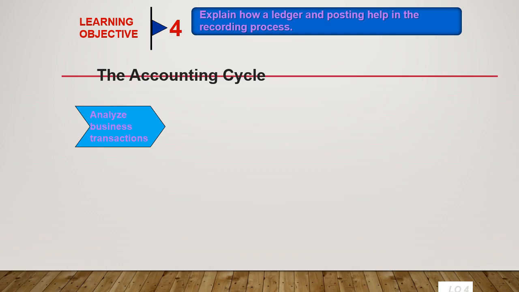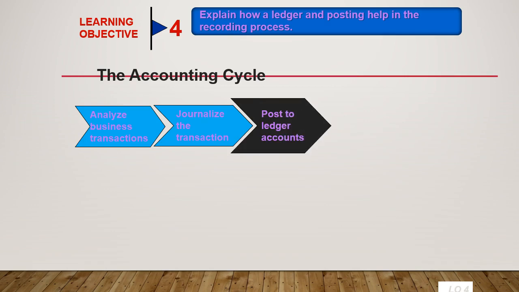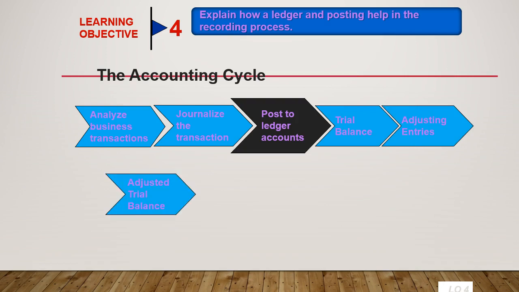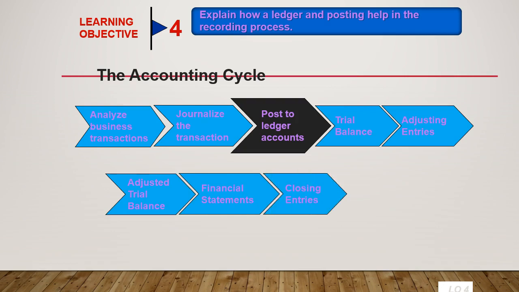During the accounting cycle, we learn how to analyze business transactions. We've done that already. Journalize the transaction. We did that in the last video lecture. And now we're going to have to do what's called post to the ledger accounts. We're going to learn about the process known as posting to the ledger account. After that, we prepare what's known as a trial balance. We'll do adjusting entries and adjust the trial balance, prepare financial statements, and do what's called closing entries.